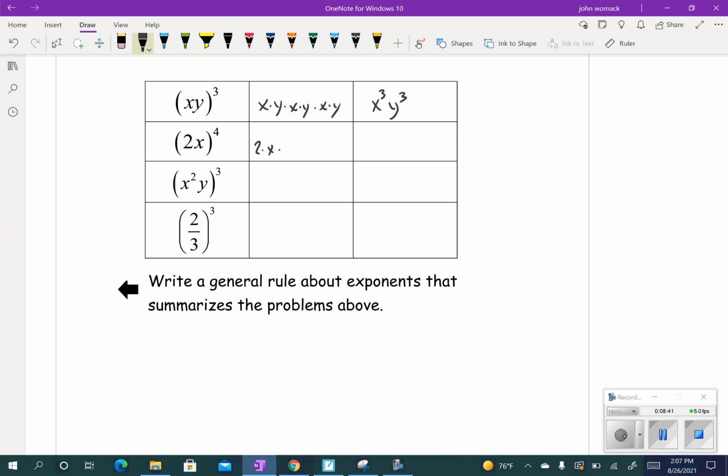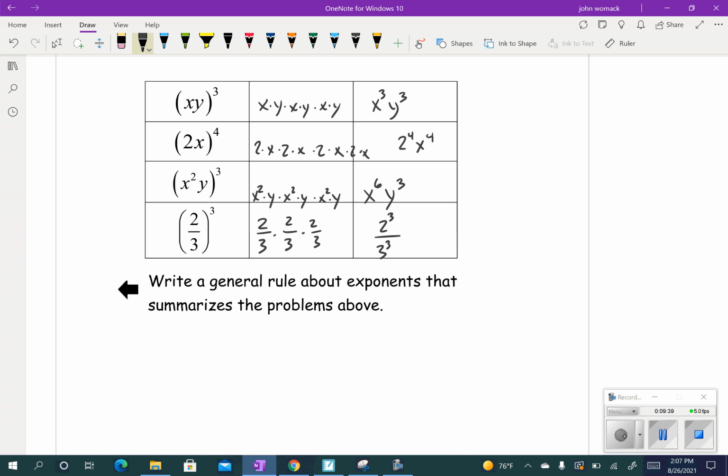Hey, this fraction, 2/3, means 2/3 times 2/3 times 2/3. Well, if I multiply across, when you multiply, just multiply straight across. 2 times 2 times 2 is 2 to the 3rd. 3 times 3 times 3 is 3 to the 3rd.